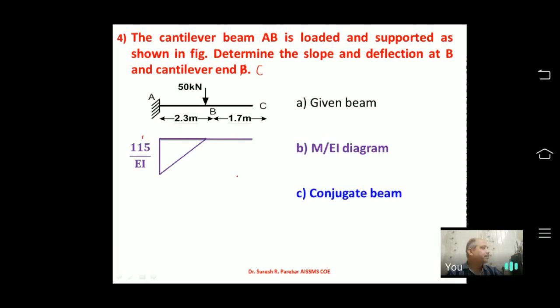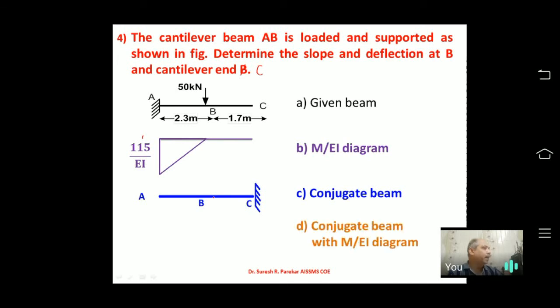Now the conjugate beam. This we know, I will just show it. We are in this fashion. Now we will go to the next conjugate beam with the M by EI diagram. Now we have to plot this M by EI diagram on this conjugate beam. So now we have this conjugate beam, and this will be the M by EI diagram. Now we have to find out the slope and deflection at B and C.